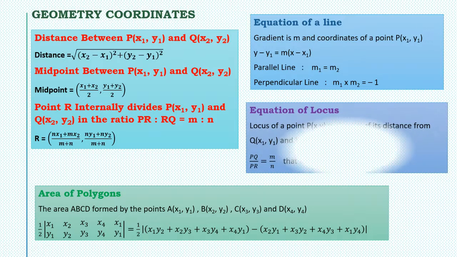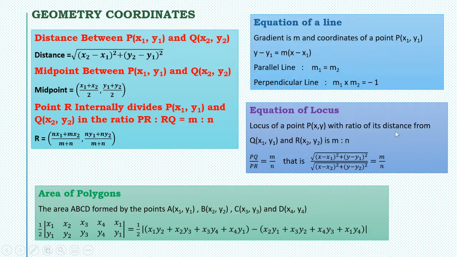And the next concept, that is another question which always comes in paper 2, is equation of locus. Okay, so if you're given a point P which is a freely moving point, and the distance from another 2 points is given in a certain ratio. Okay, so you can write it like here, between PQ and PR is m against n.